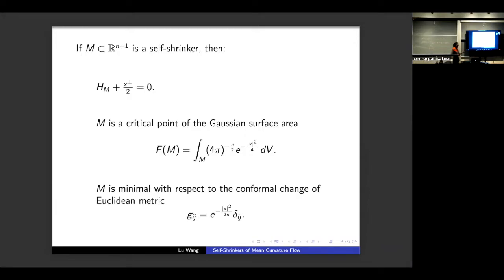So in particular, this means that this metric g_ij defined here is not a complete metric. Since if you think about a straight line and compute its length in this conformal change metric, you get that it's not infinite. It's actually a finite number. So these are some equivalent definitions of self-shrinkers, and because of the way we define them, it suggests some methods we're going to use to study them.